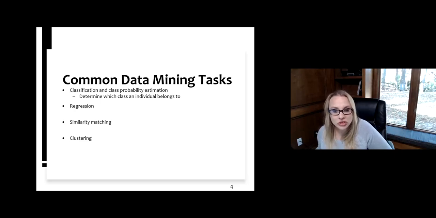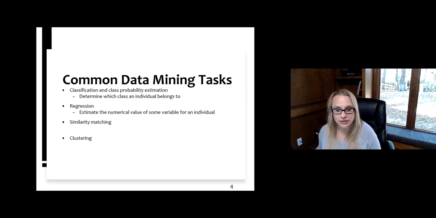Another one will be regression, and there are many regression extensions. So not just simple linear regression and multiple linear regression, but there are many extensions of regressions that are available. An example of estimating a numerical value of some variable or individual would be that you might want to estimate the amount of income that an individual makes given a certain number of characteristics.